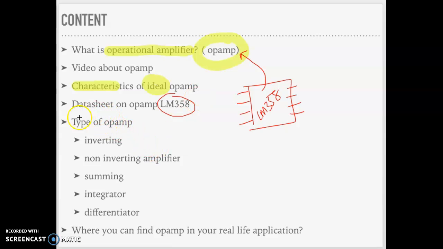You also will learn the types of op-amp, that is inverting and summing. Integrator and differentiator are additional knowledge for you. They will not be covered inside the syllabus, so you may go through them by yourself. And how we're going to apply this op-amp in real life. So that's what you're going to learn in today's chapter.